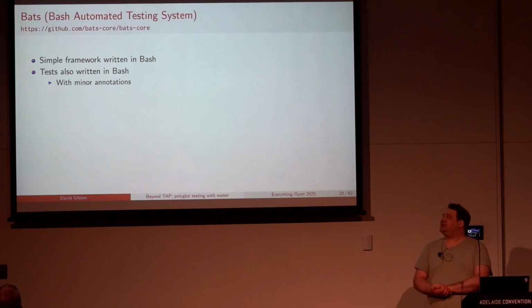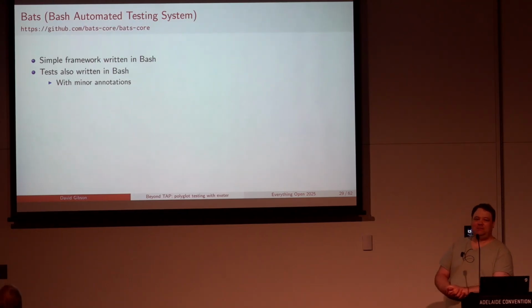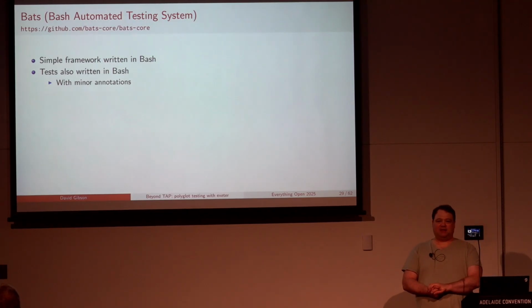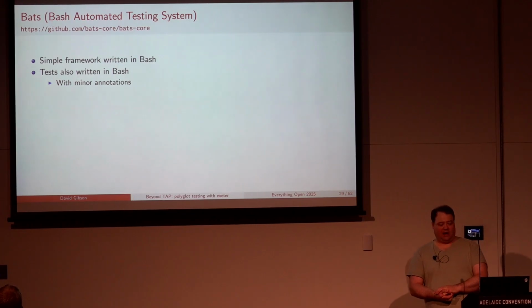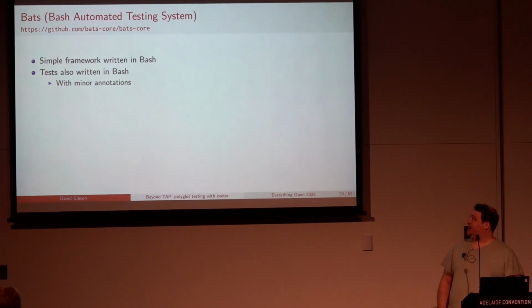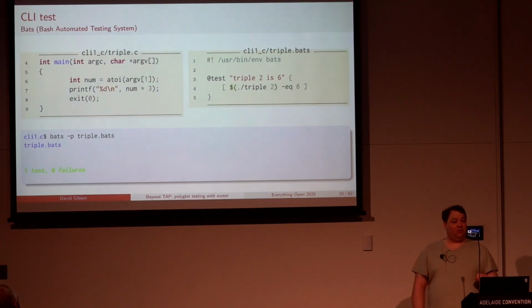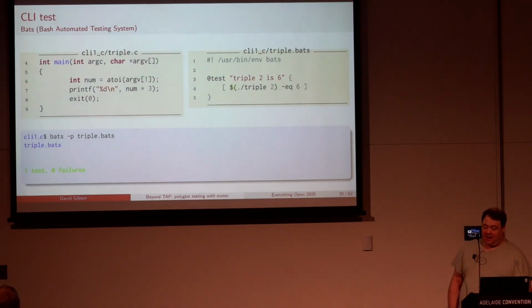BATS first is the Bash Automated Test System, and as you might guess from the name, it's a really simple framework that is written in Bash, and you write your tests in Bash as well with small annotations. So what does that look like? Well, we can finally test our little C program here. So here we have our C program. This is the command line version that takes a number and triples it.